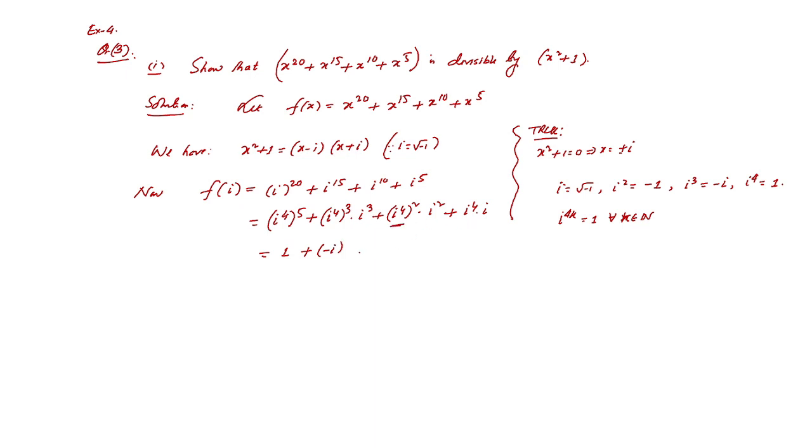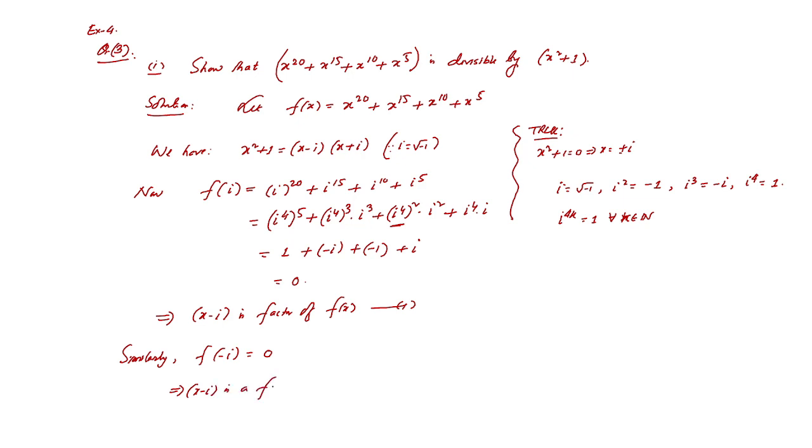This is 1. So i square is minus 1, plus i. So this is exactly 0. So that means by factor theorem, since f(i) equals 0, x minus i is a factor of f(x). Similarly, you will check f of minus i, and this is also 0. So that means x plus i is a factor of f(x).